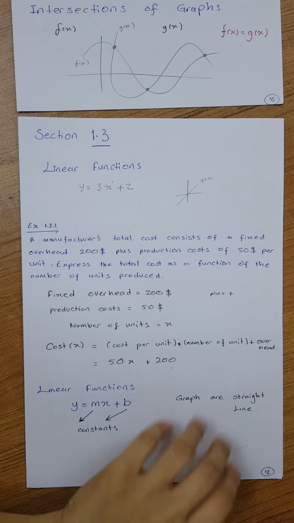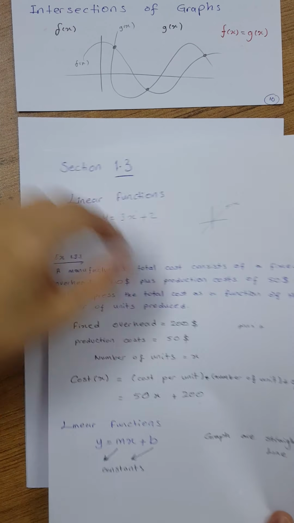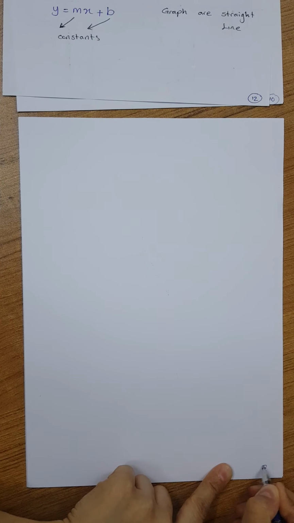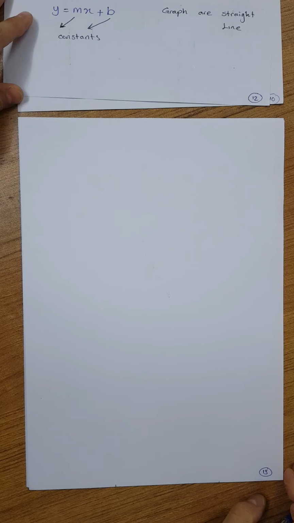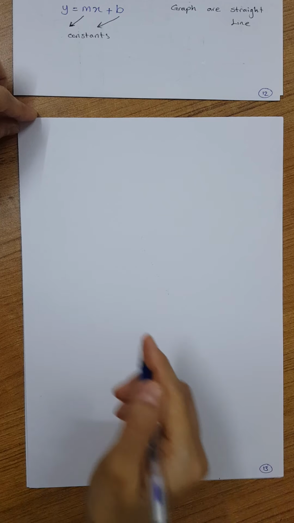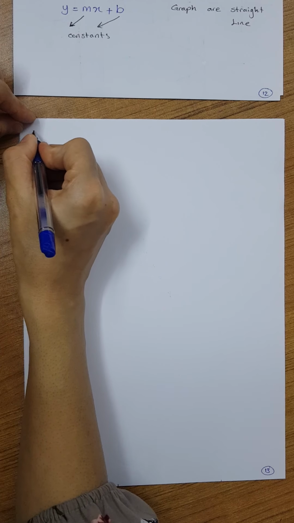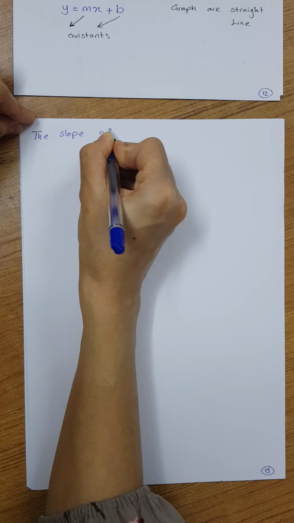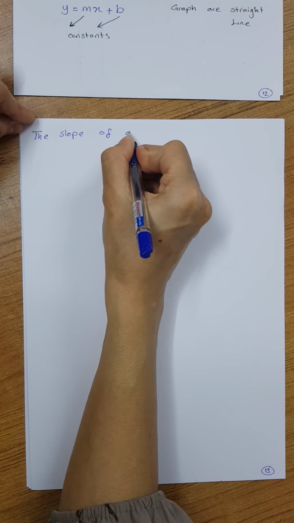So the graph of linear functions are straight lines, and in general we represent linear functions by this formula. Let's come to the slope of a line. Of course, when we are talking about a line, we have got its slope. Maybe it's rising, it is falling. To check whether it is rising or falling, and how it is rising and falling, we have to check the slope of a line.